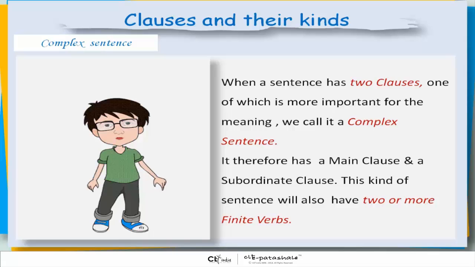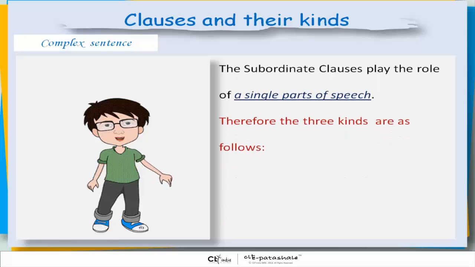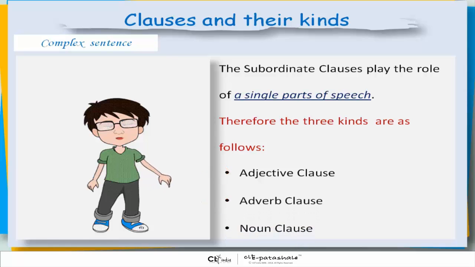When a sentence has two clauses, one which is more important for the meaning, we call it a complex sentence. Therefore, it has a main clause and a subordinate clause. This kind of sentence will also have two or more finite verbs. The subordinate clause plays the role of a single part of speech. Therefore, the three kinds of subordinate clauses are Adjective Clause, Adverb Clause, and Noun Clause.